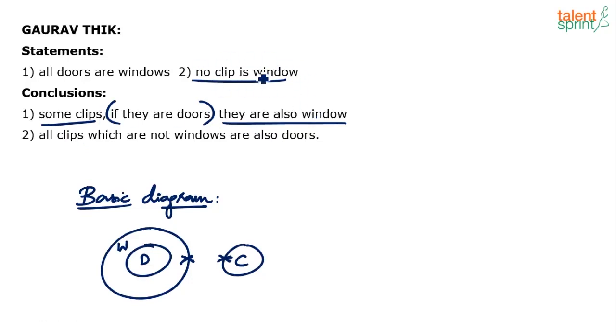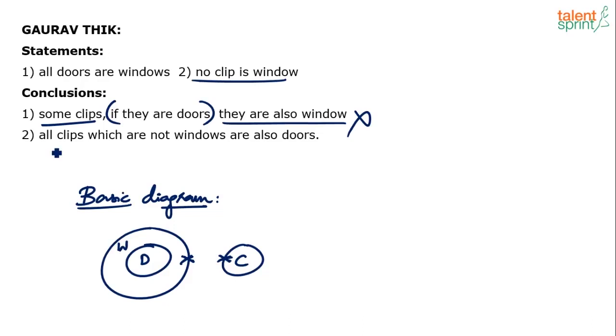The statement says no clip is a window. So some clips, whether they are doors or not doors, can never be windows, because no clip is a window. So some clips are windows is wrong. First conclusion does not follow.